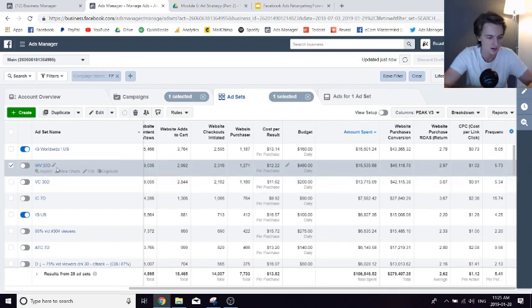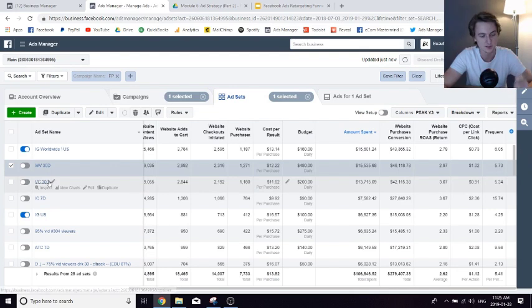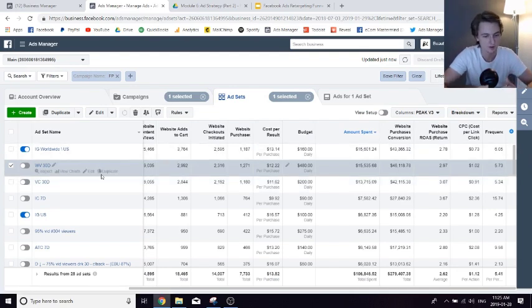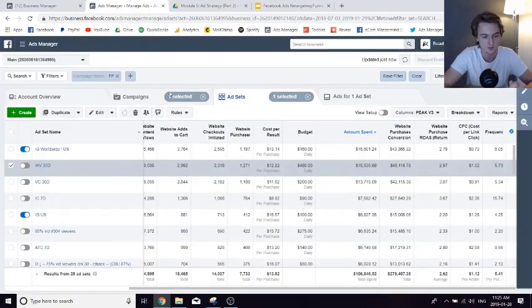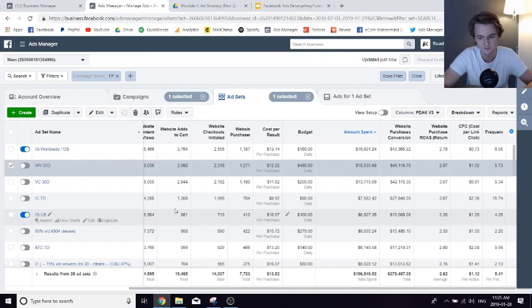As you can see here, I was doing 30 days. Nowadays, I would do 7. 30 days isn't optimal. I think I could have gotten a much better return on ad spend if I did 7 days and then targeted people after that with this after 7 days thing and offered them a special discount. So that's one thing that I've learned.